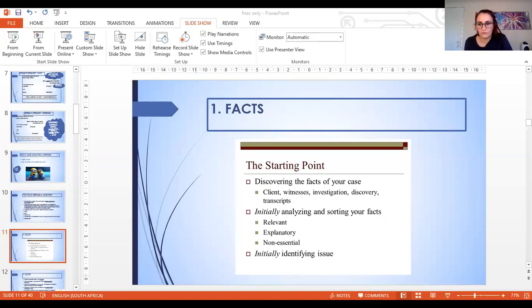The appellant is the Road Accident Fund, number 1. Number 2, the respondent is Mrs. Mbele. Number 3, this is an appeal that was heard in the Supreme Court of Appeal in Bloemfontein. We can even put in information like this was a judgment that was handed down on the 22nd of June, 2020.